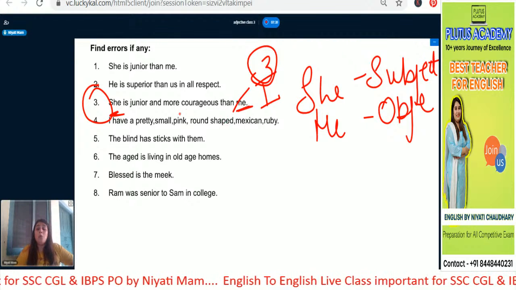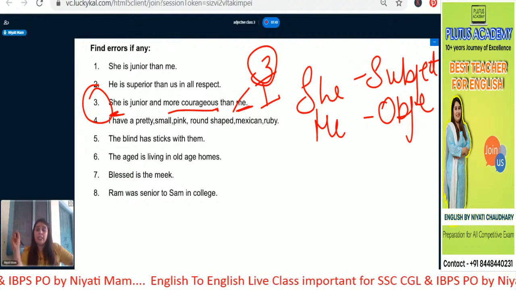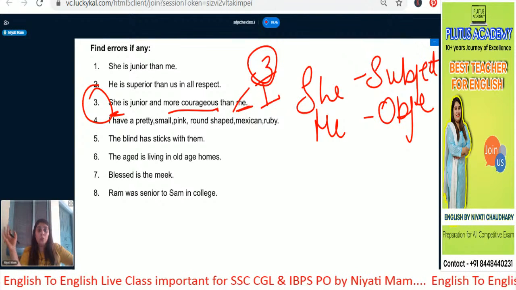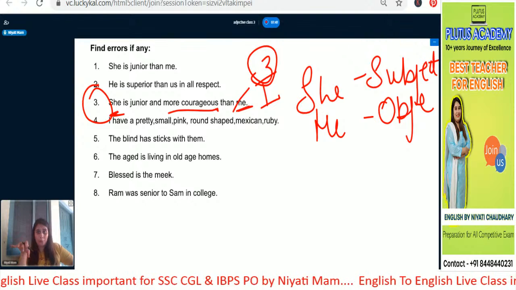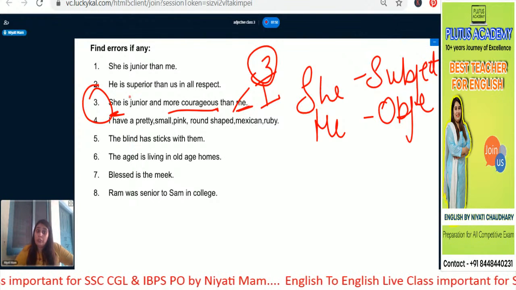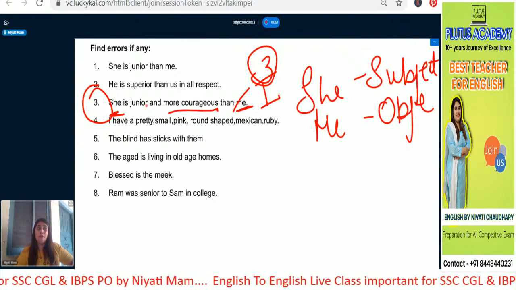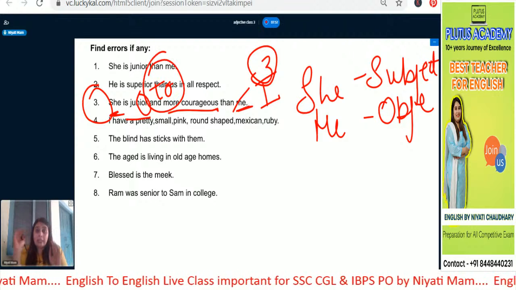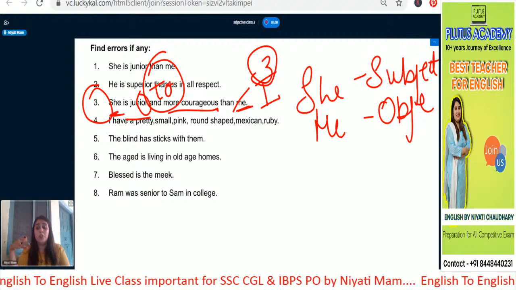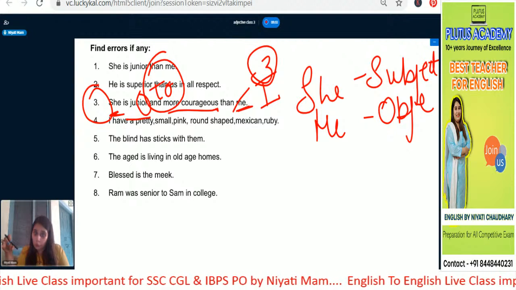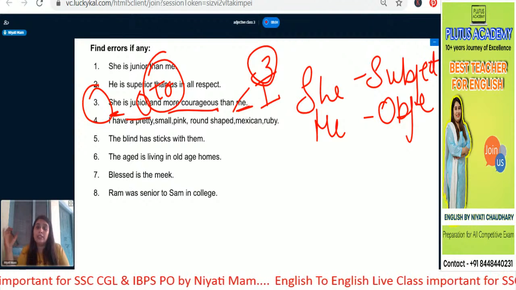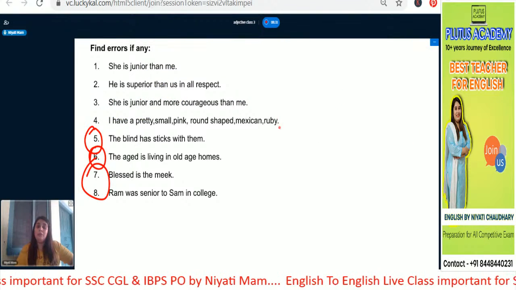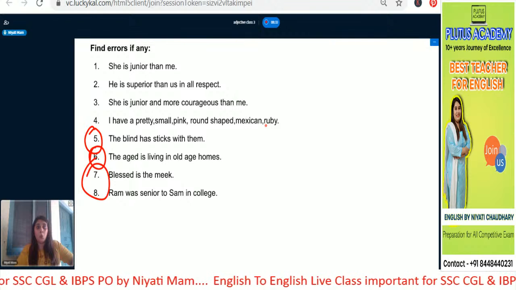Now, more courageous does not end with IOR, so the preposition than will be appropriate here. Junior is ending with IOR, so for the word junior, we need a separate preposition. So the correct sentence is: she is junior to me and more courageous than I.